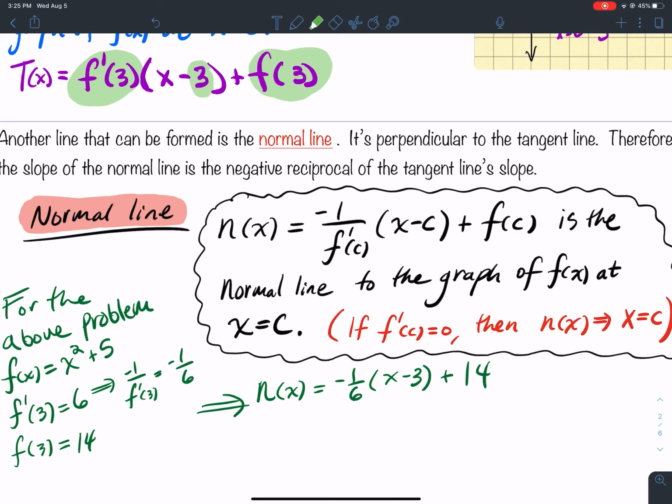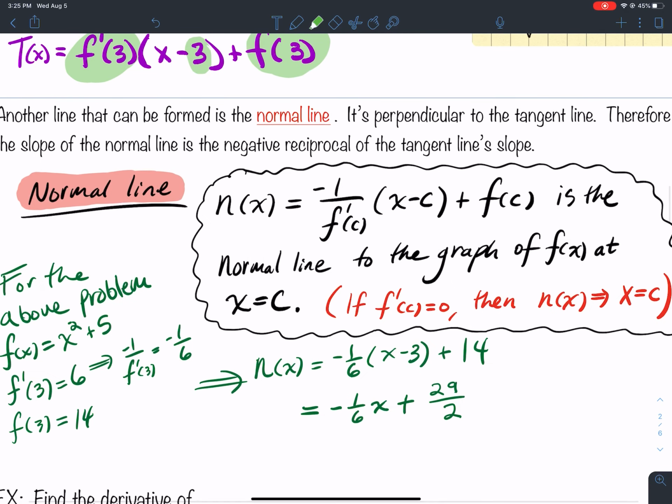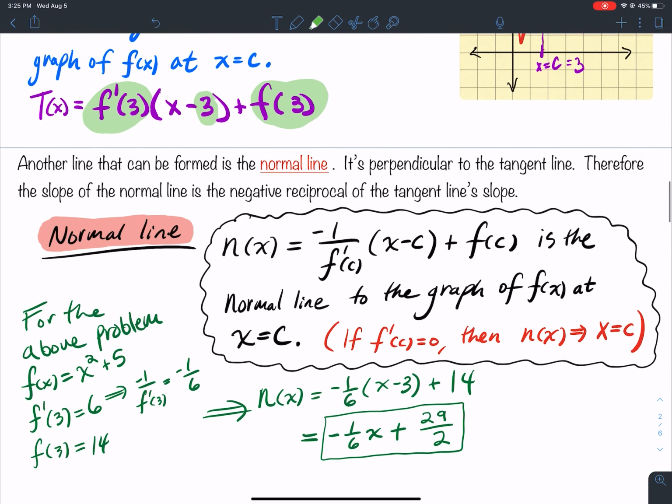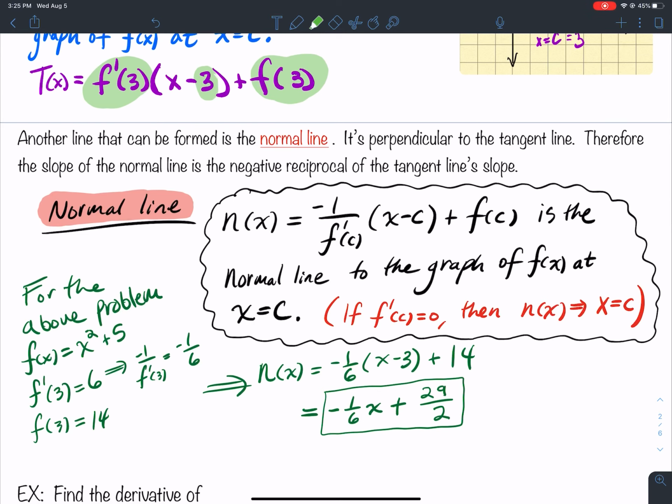Now, if you want to, you could clean this up a little bit, distribute the negative 1/6 through times x, and then times the negative 3 here, and simplify, collect like terms. You get the normal line of x is equal to negative 1/6 x plus 29 over 2. And that's your final answer. Okay, so hopefully that helps you understand the normal line. I did this in a separate video because we may decide later that we don't want to use the normal line, but there are homework problems over finding the equation of the normal line.